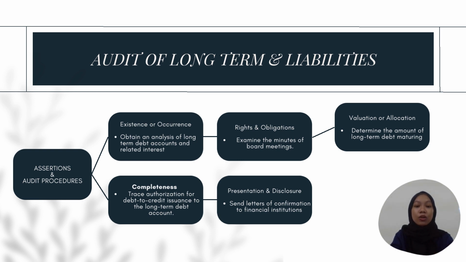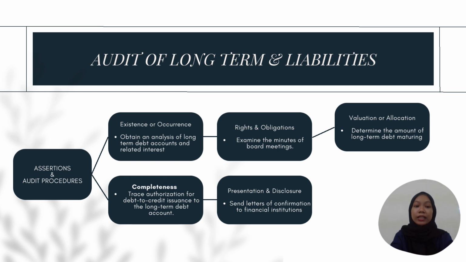Next assertion is completeness. For completeness, the auditor needs to trace authorization for debt to credit issuance to the long-term debt account. Third is rights and obligations. For rights and obligations, the audit procedure is the auditor must examine the payment and renewals after the date of statement of financial position. They also need to examine the minutes of board meeting.